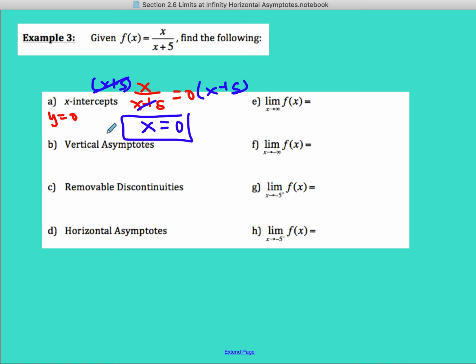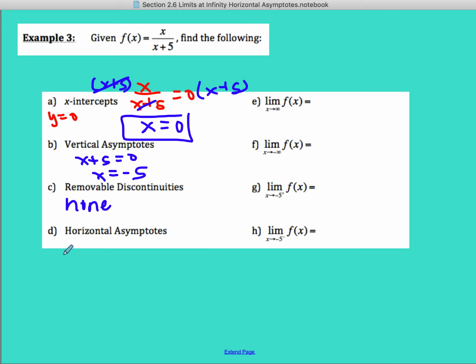B says find your vertical asymptotes, but remember I said find your removable first. So let's look if we have any removable. That would be if anything cancels or simplifies. There is nothing that cancels or simplifies in this case, so there is none for that. And then vertical asymptotes are when you take your denominator and set it equal to 0. So we have a vertical asymptote at x equals -5.